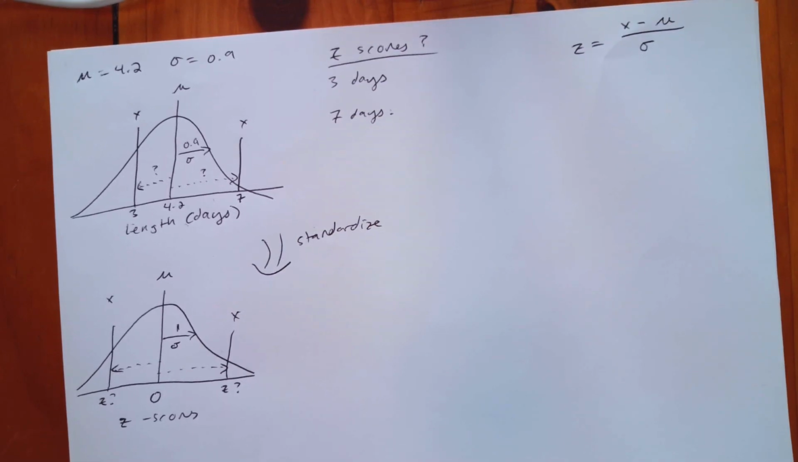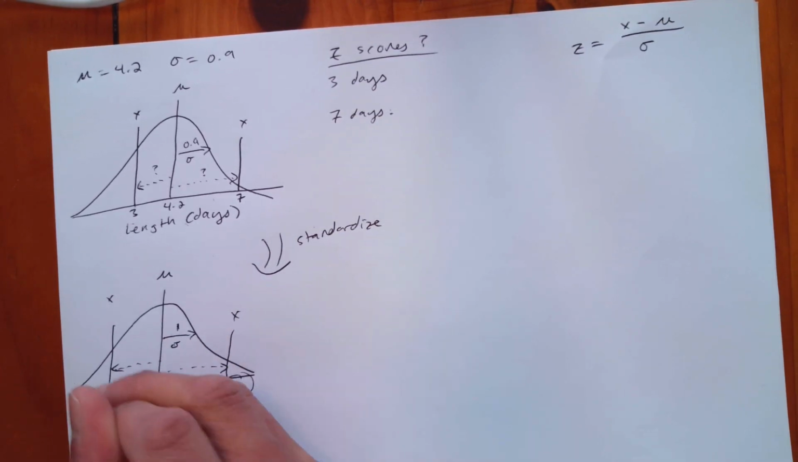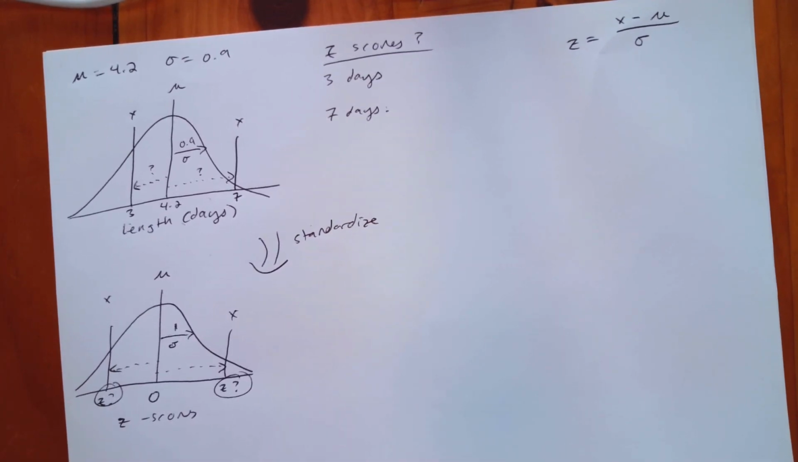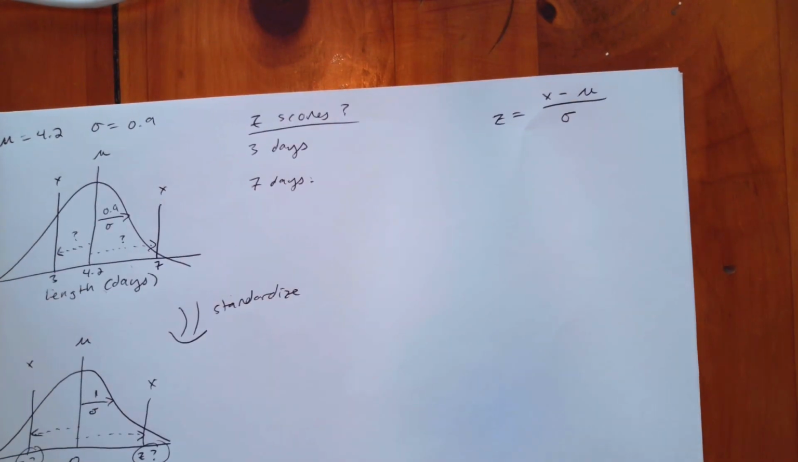And what I'll be looking for will be the z-scores that correspond to 3 days and 7 days here, because I don't know them yet. So that's where this z-score formula comes in. So now we're getting to actually answering the question.